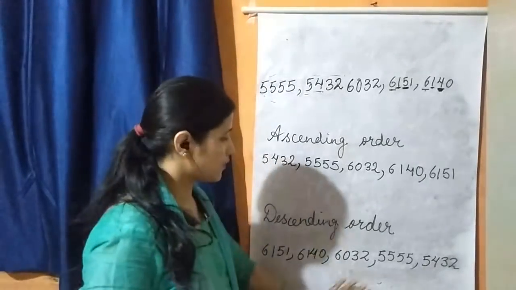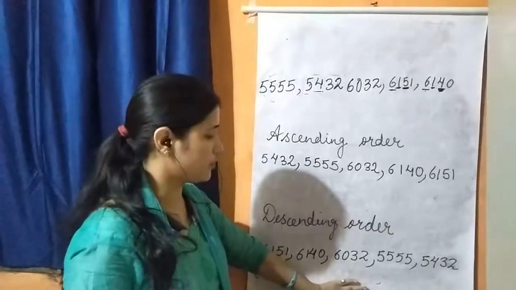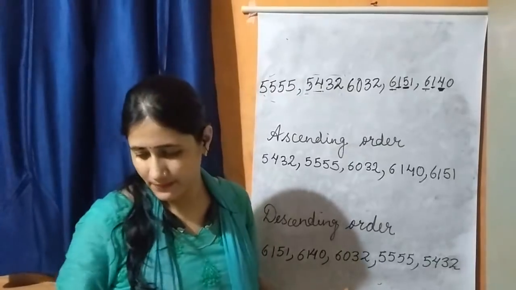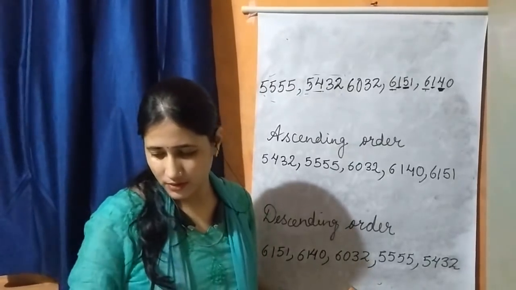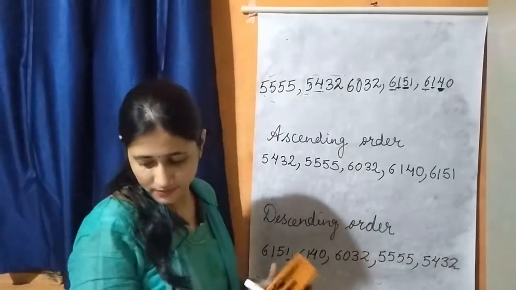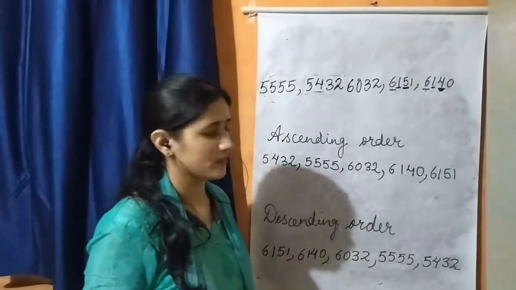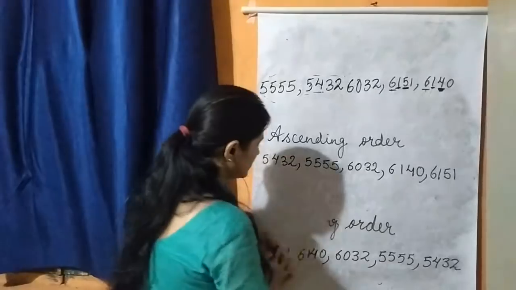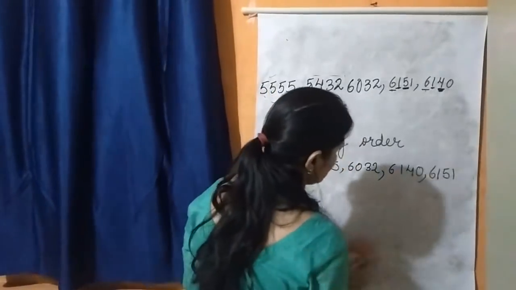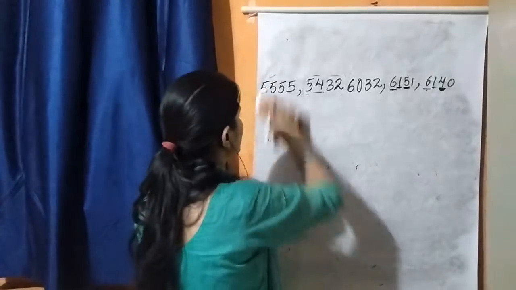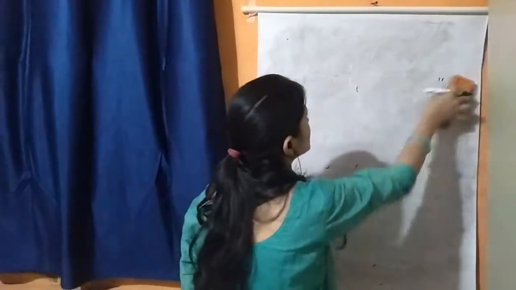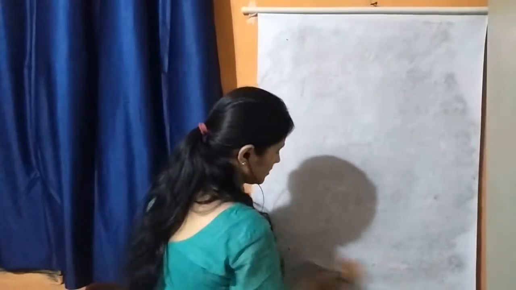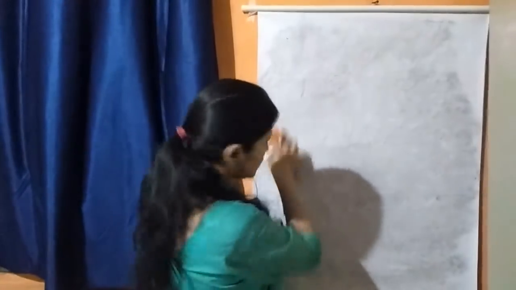I think you must have solved it, or I can give you a few more seconds to solve it. Please write down these answers, students. Now I think you must have written the answers. I will give you one more example. One more time we will do the comparison, with one more group of numbers.